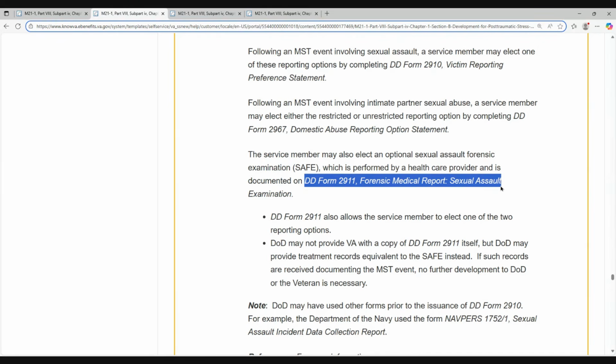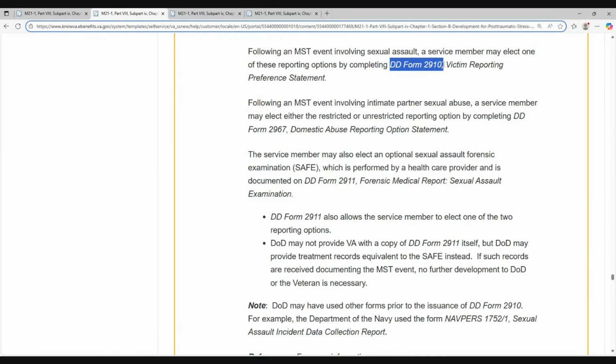Obviously, report whatever you feel comfortable reporting, but these three forms right here, the 2910, the 2967, and the 2911, are objective evidence. The DoD wouldn't have you fill these out unless there was something there, right? So even if we can't get the full report, we know that something happened. So that would prove your in-service stressor.